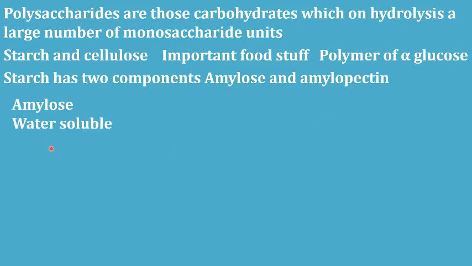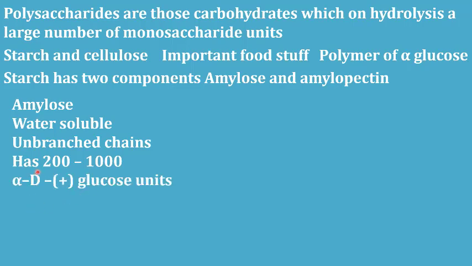Amylose is water soluble. It is unbranched, which means amylose has all long chains. Each chain has 200 to 1000 units of glucose, and it is a polymer of alpha D plus glucose units. The glycosidic linkage is between the C1 carbon of the first glucose and the C4 carbon of the second glucose.